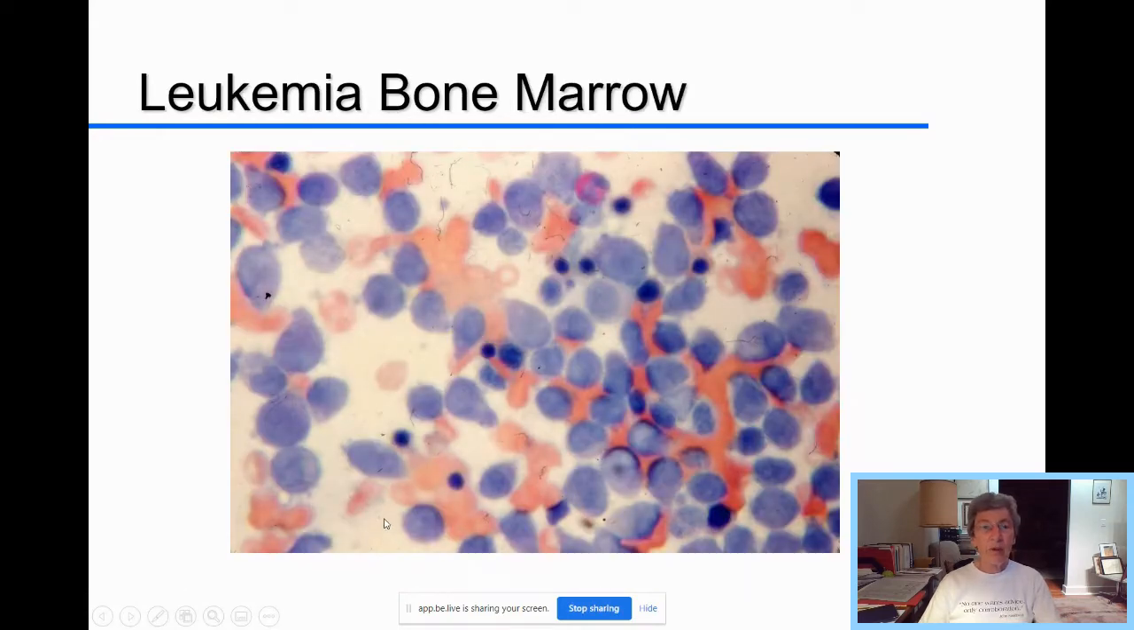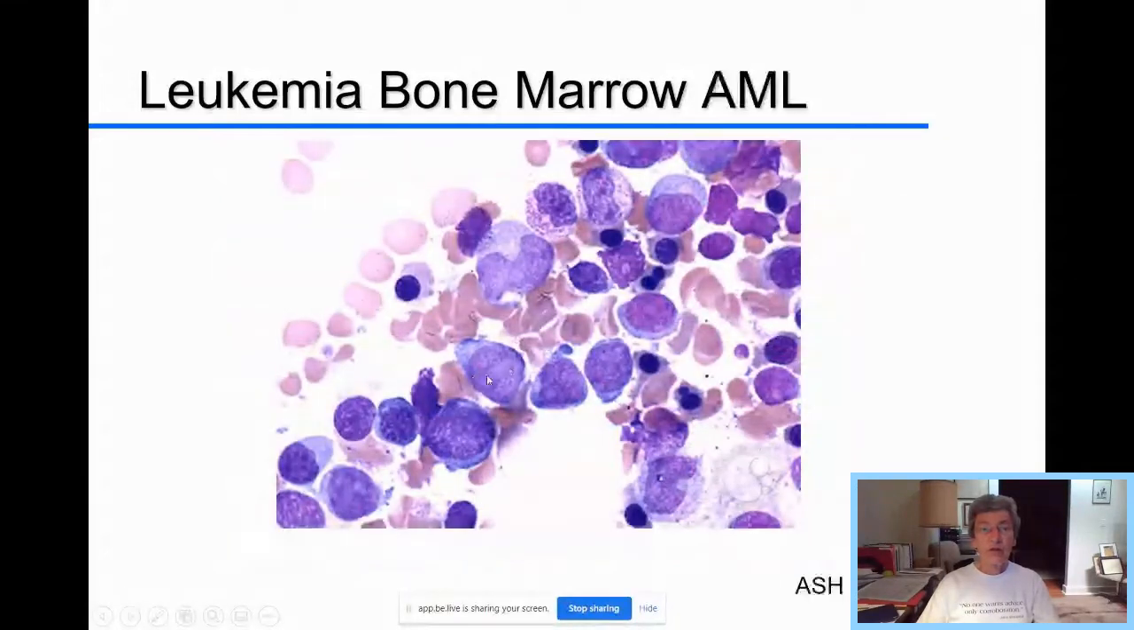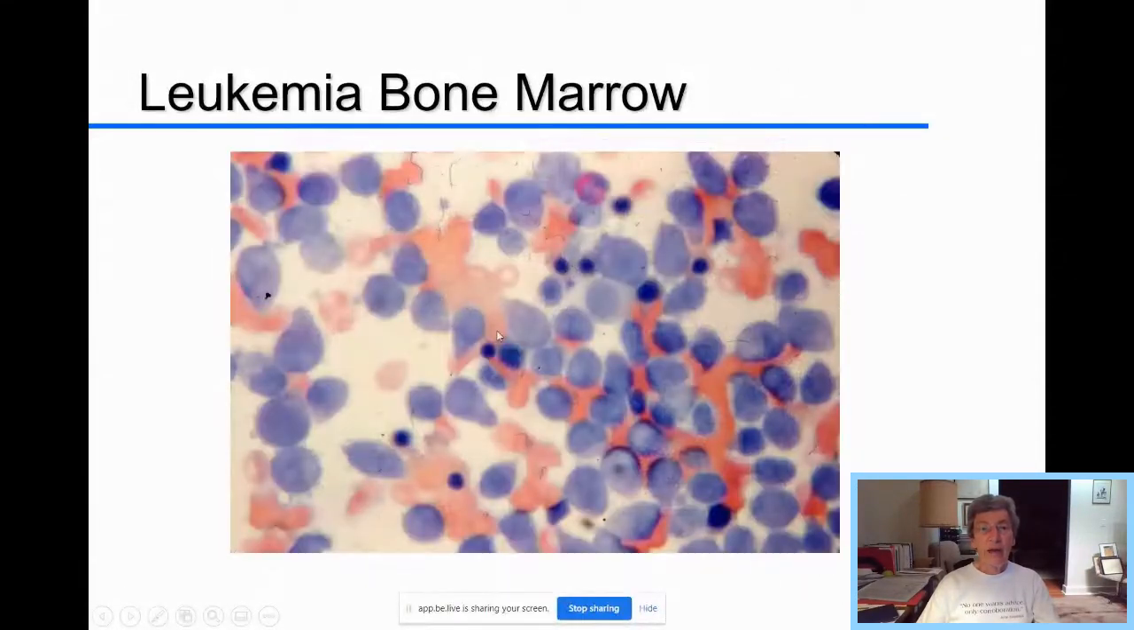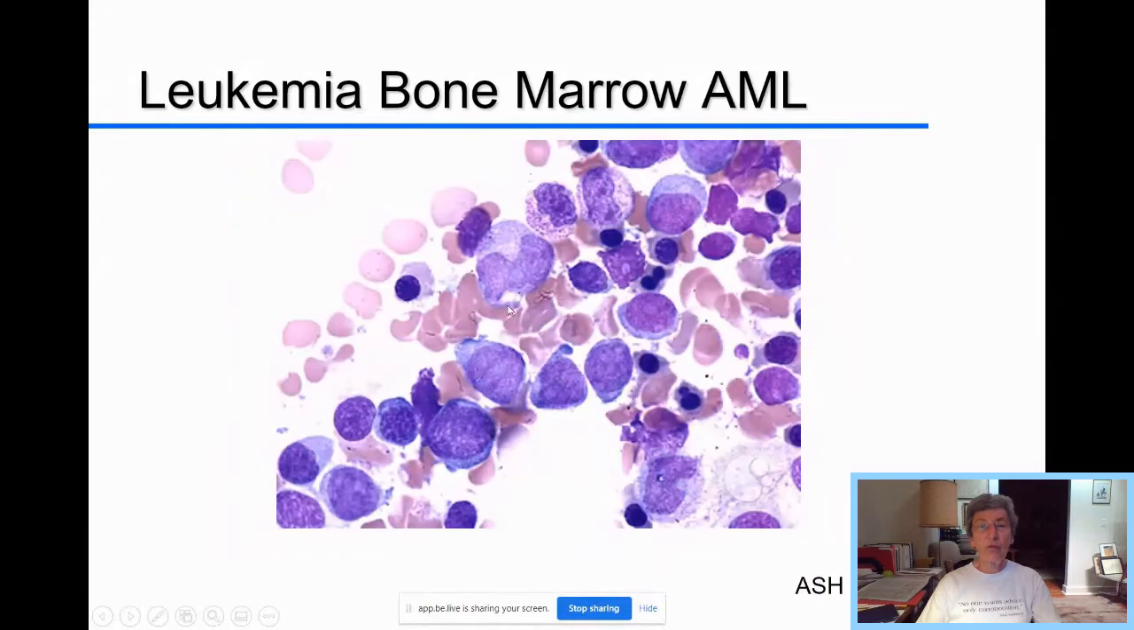And a leukemic bone marrow shows a lot of white cells that look very similar and are very immature. And that was from ALL, and this is from acute myeloid leukemia. Again, the type of leukemia depends on what the hematopathologist sees under the microscope.